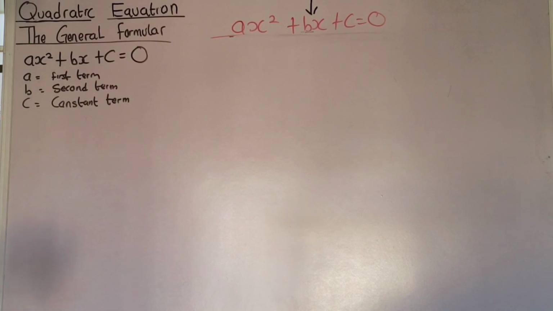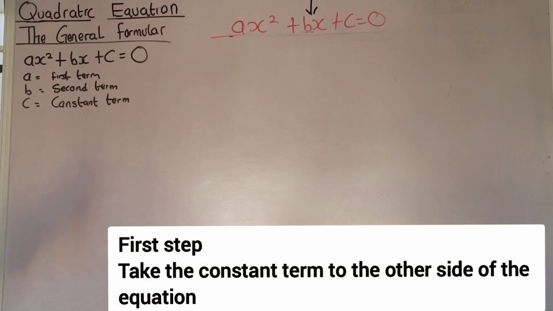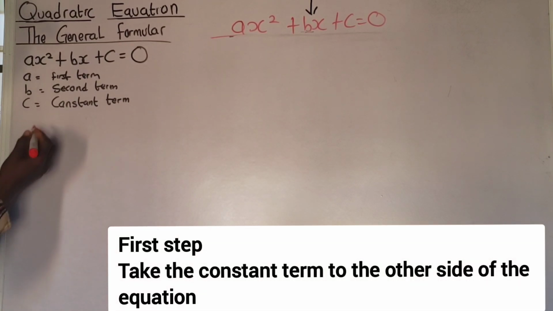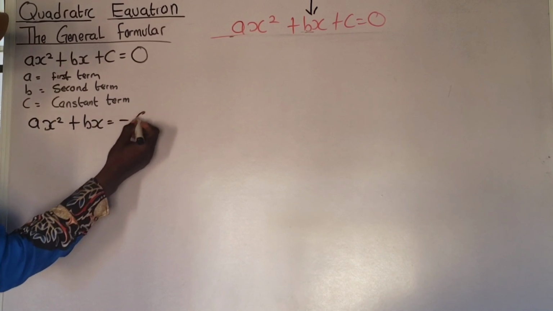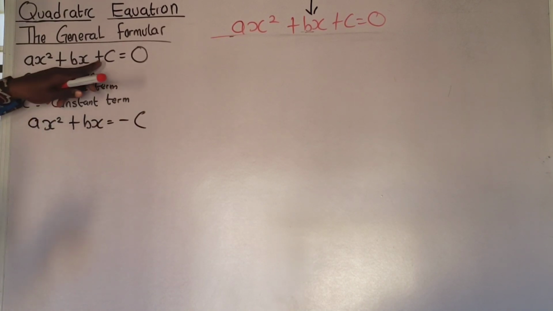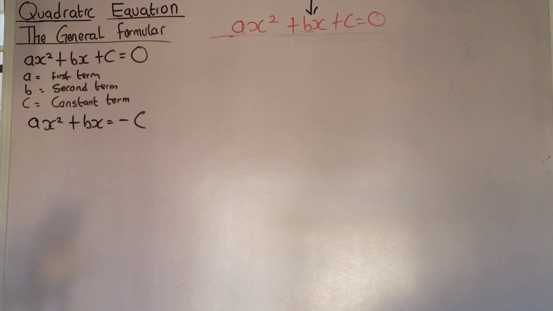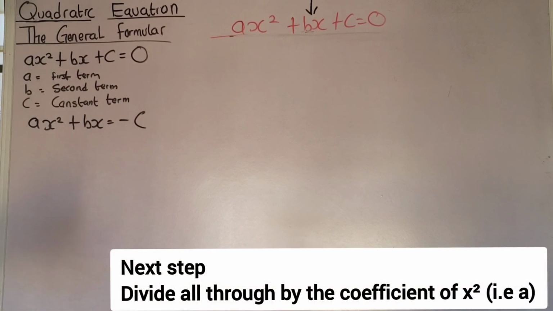Now, the first step is that we have to take the constant term to the other side of the equation. Are you paying attention? So here I'm going to have ax squared plus bx equals negative c. That is the first step, taking the constant term to the right hand side of the equation. The next step is that we have to divide all through by the coefficient of x squared.